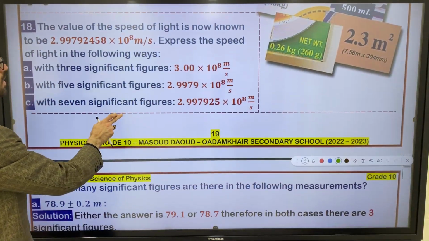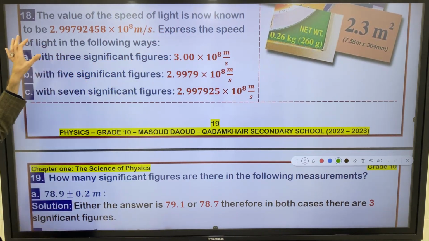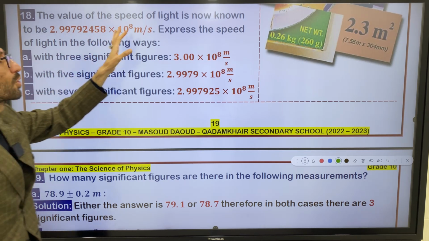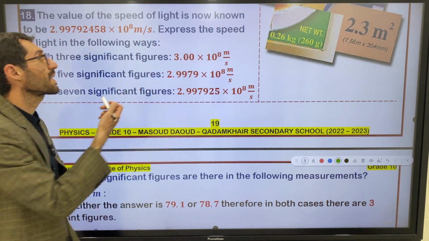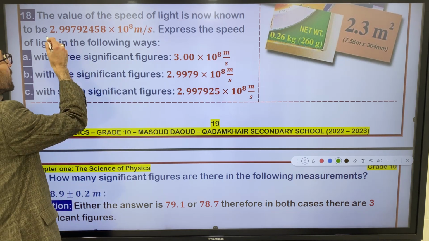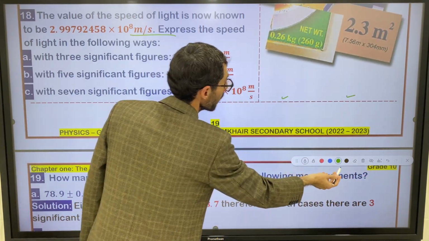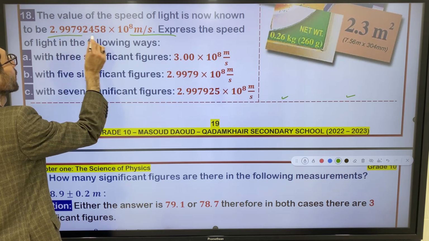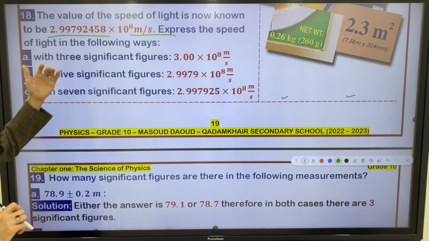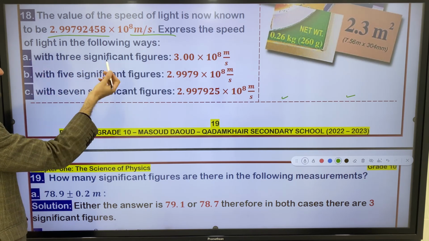Number 18, another question. The value of the speed of light is now known to be 2.99792 and so on times 10 to the power 8 meter per second. Express the speed of light in the following ways. So this is the true value. We want to convert, or it says express the speed of light in the following ways. A, with 3 significant figures.